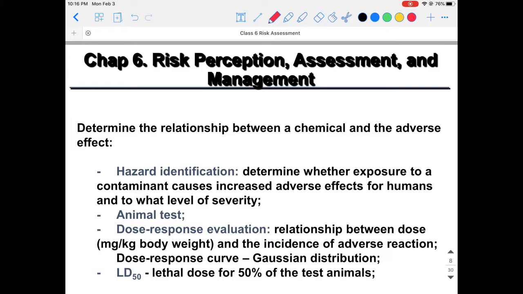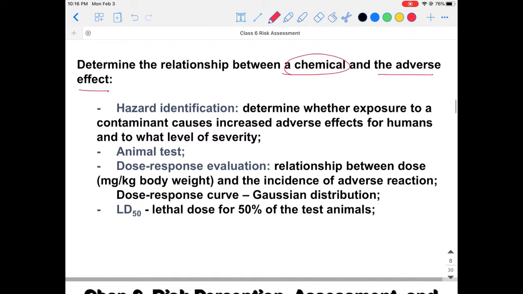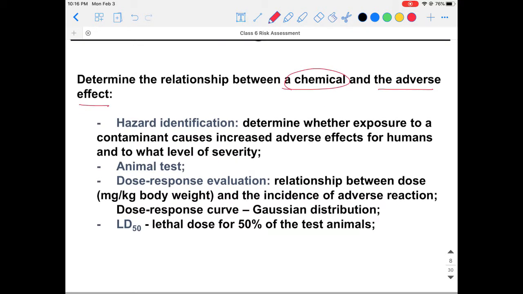Then how do we determine the relationship between a chemical and the adverse effect? Let's say we identified a contaminant and we want to assess the risk of this contaminant. We can first conduct a hazard identification. That means determining whether exposure to a contaminant causes increased adverse effects for humans and to what level of severity. We can also do animal tests, so we can conduct these tests on species other than human.